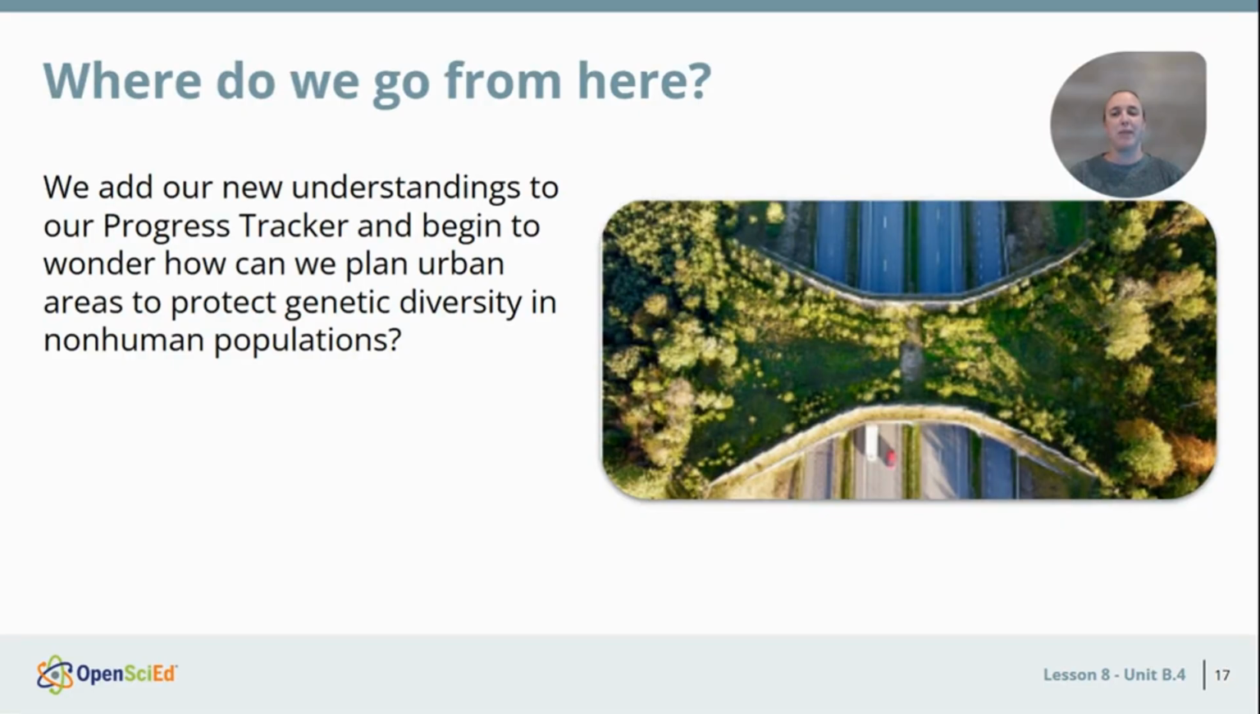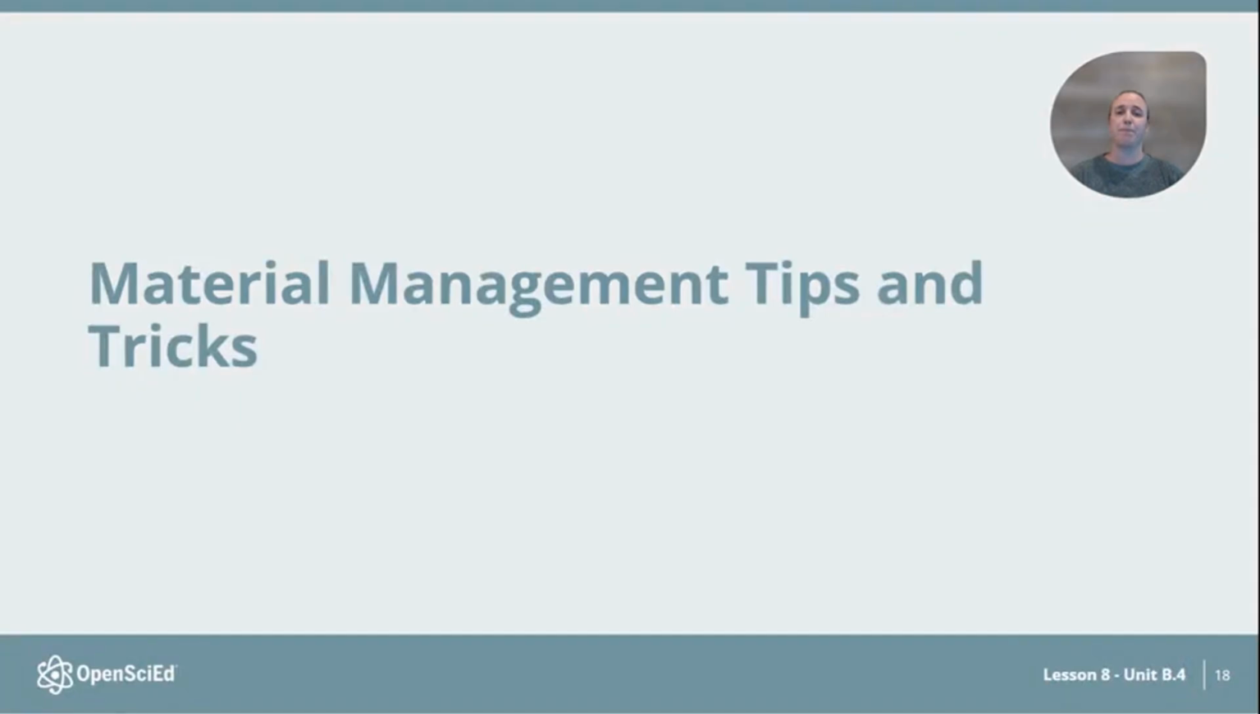At the end of Lesson 8, we add our new understandings to our progress trackers and ask questions about what we could do to prevent the loss of genetic diversity in non-human populations. Discussing these questions we still have about prevention leads us to Lesson 9, when we discover ways in which urban areas are planning and developing ways to protect genetic diversity in non-human populations.